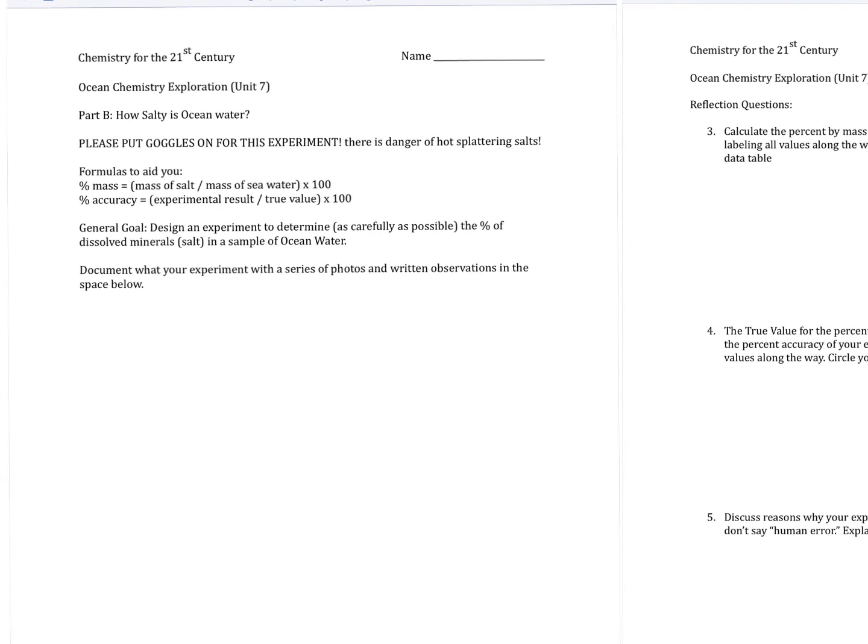So today we worked on part B of the ocean lab, trying to figure out how salty ocean water is. Pretty straightforward. Basically, the idea is if you have a sample of salt water, which I gave folks, and you know that there is salt dissolved in there, how do you then quantify that? How do you say, okay, I know that there's this percent salt.